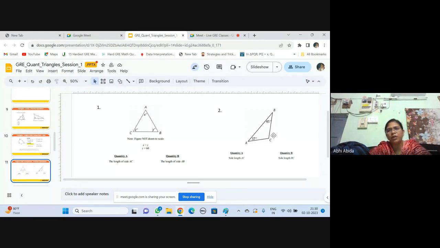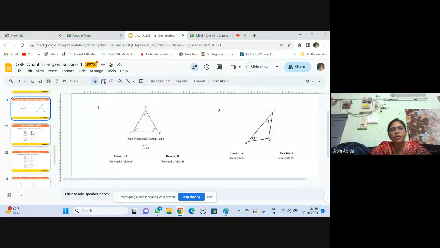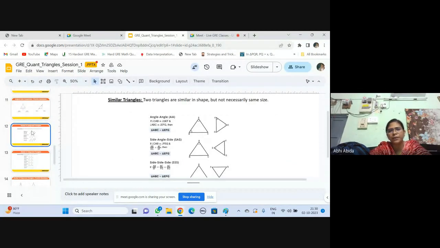According to the property of the triangle, angles and sides are directly proportional to each other. If the angle is increasing, then the side opposite to it will also increase. Larger the angle, larger the side; smaller the angle, smaller the side opposite to it. Okay. Now the next concept here is regarding similar triangles.